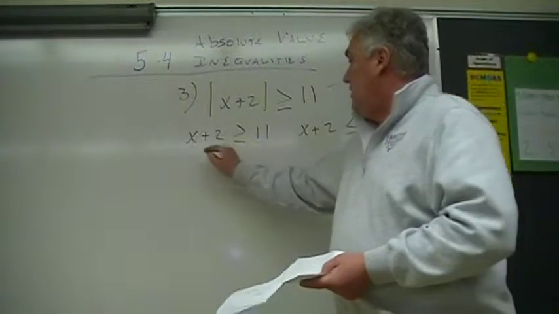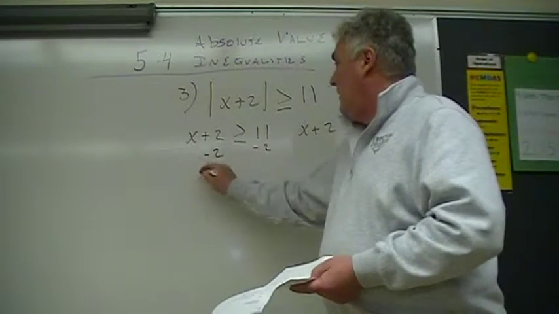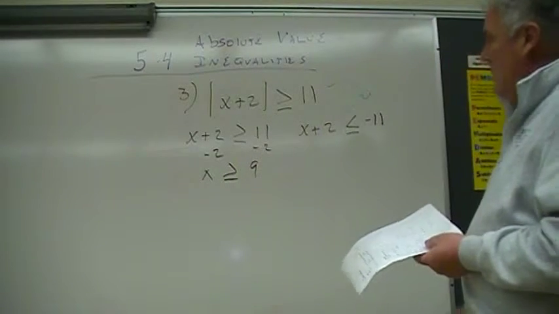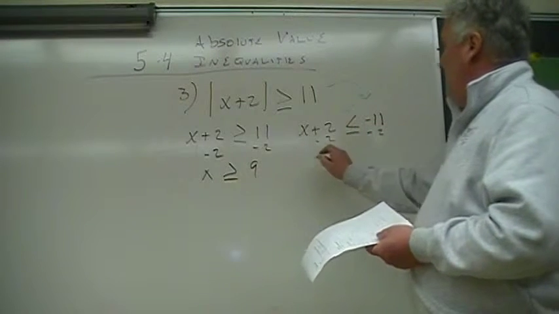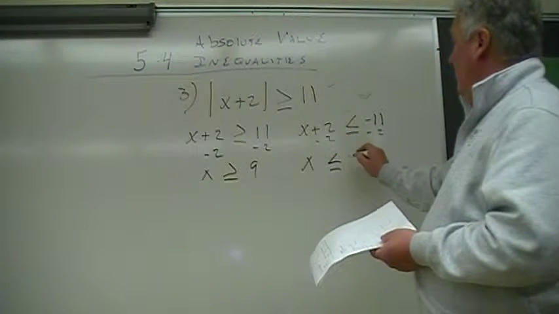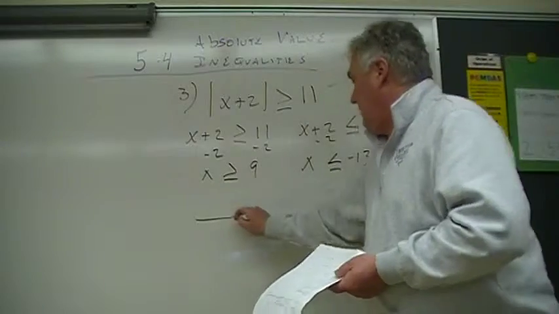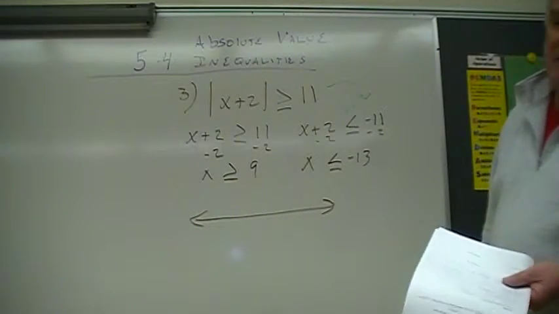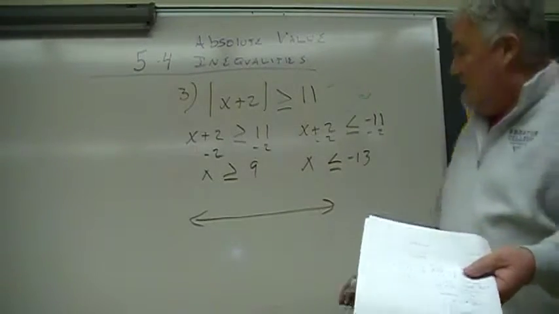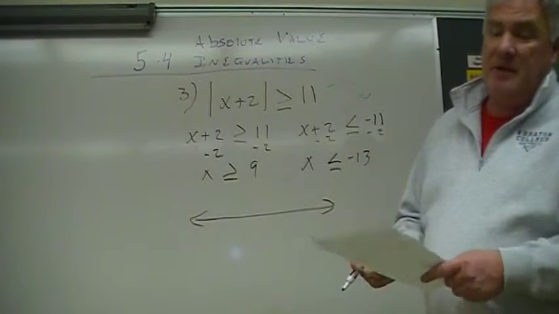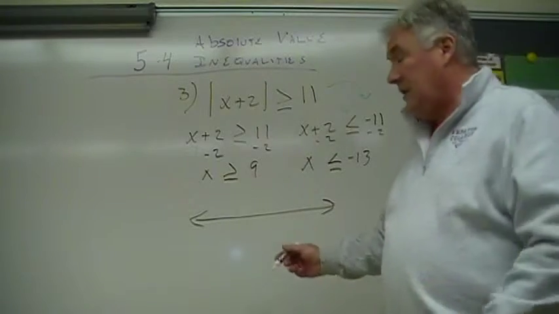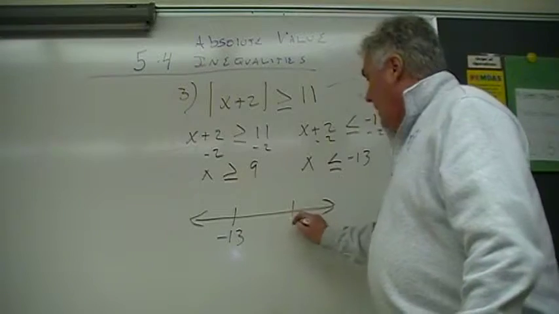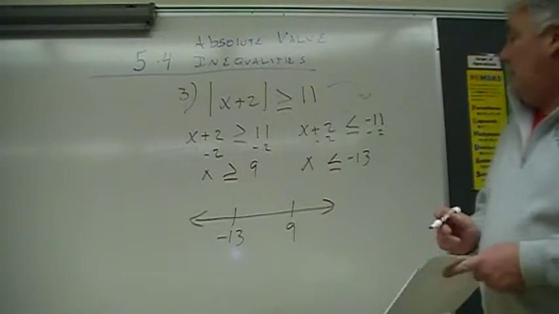Then we just solve like we would normally solve. x is greater than or equal to 9. Minus 2, minus 2. x is less than or equal to negative 13. I'm big into graphing. Some of you are going to get Mr. Guile at some point soon in Algebra 1, Algebra 2, maybe Geometry. You've got to be able to graph. Mr. Guile loves graphing, but it's an important skill.